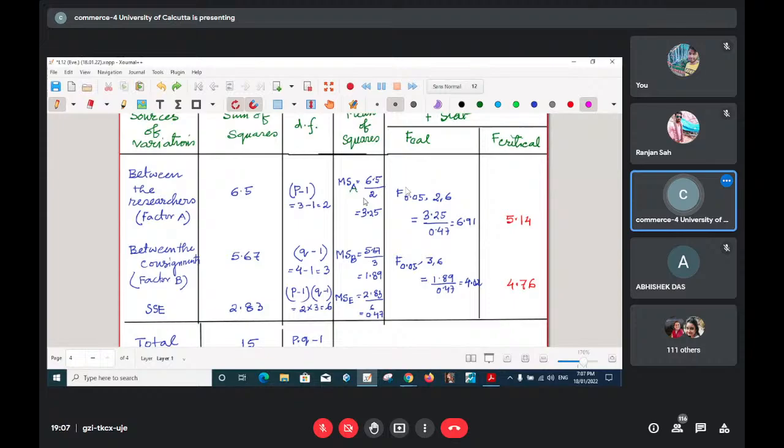So you have seen that. Now what you need to do is compare this one and this one, compare this one and this one. Now consider this first one, 6.91 and 5.14. Whether my calculated value exceeds the tabulated value, that means the critical value for the first factor, that means for researchers.